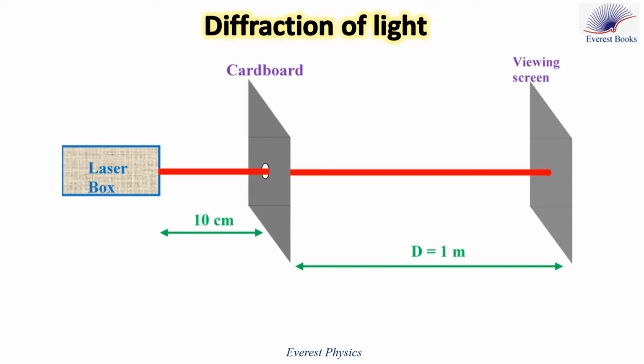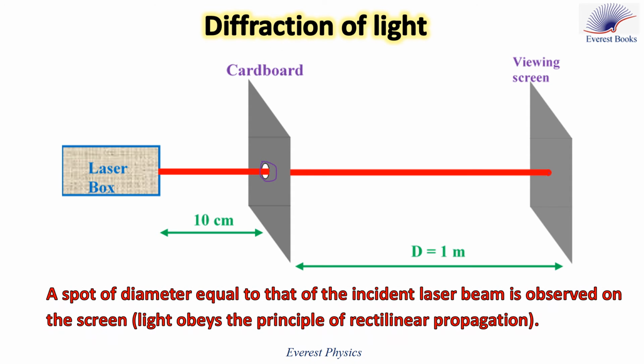Now, let's summarize what we have learned from the experiment. If the laser beam passes through a circular aperture of diameter much greater than 1 millimeter, a spot of diameter equal to that of the incident laser beam is observed on the screen. So, light obeys the principle of rectilinear propagation.